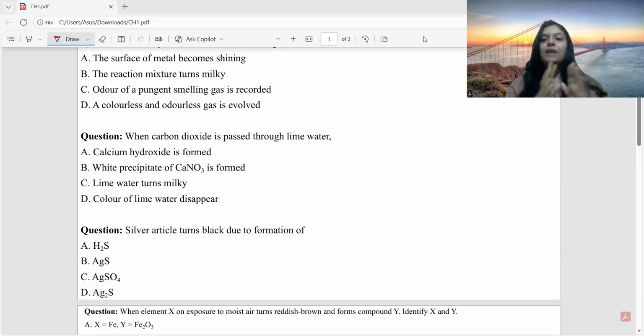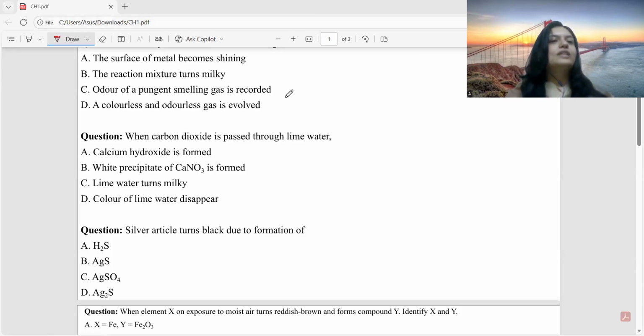So, this is part 3 of the discussion of pre-board questions for grade 10. Today, we will be focusing on the chemistry part. We will be discussing all the objective questions in the chemistry part. Okay, so let's get started.